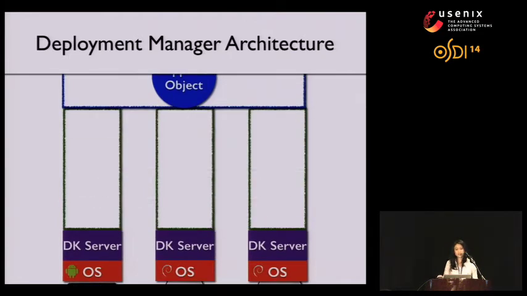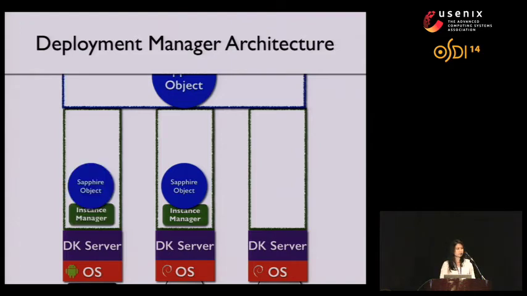When the kernel instantiates this Sapphire object, it's also going to create the instance manager along with it. At this point, if the instance manager for this deployment manager needs replication, it can call the kernel to create a replica, which gives it a copy of the Sapphire object along with another instance manager, which can communicate through transparent RPC. So these instance managers can later synchronize to coordinate their replicas.